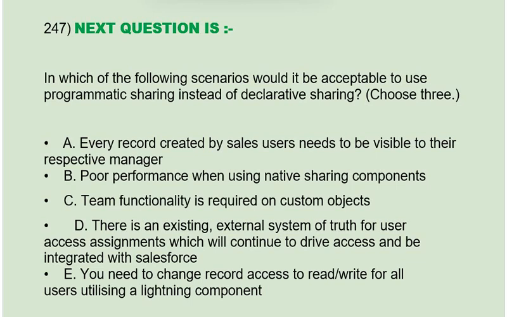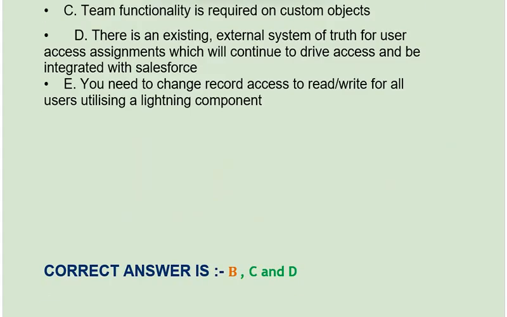Option D there is an existing external system of truth for user access assignments which will continue to drive access and be integrated with Salesforce. Option E you need to change record access to read and write for all users utilizing a Lightning component. Correct answer is option B, C and option D.